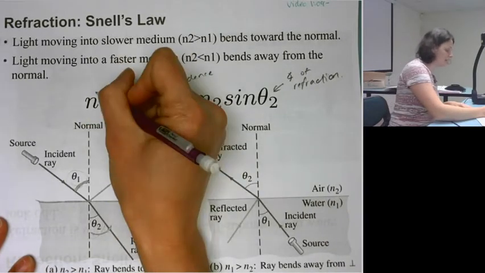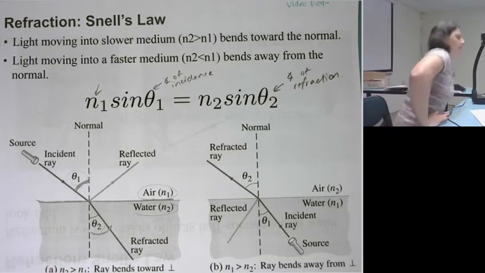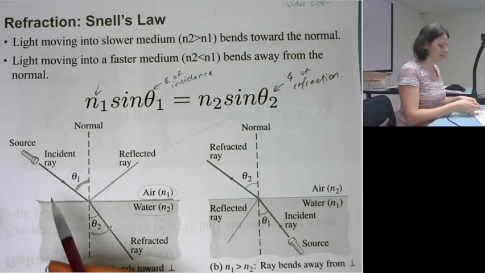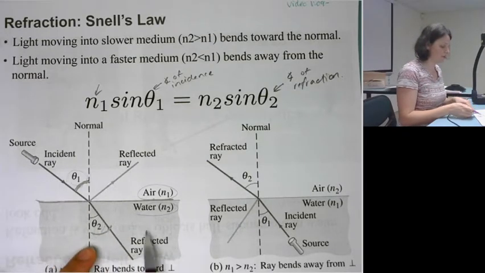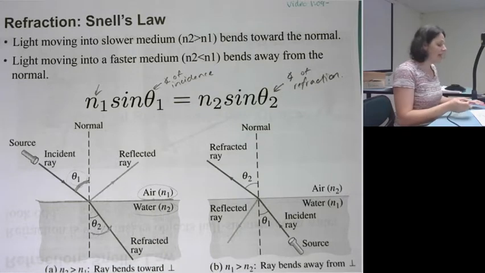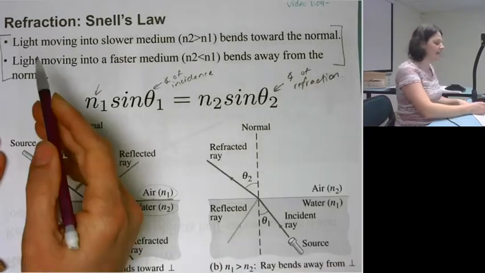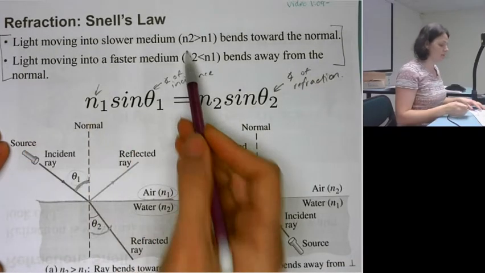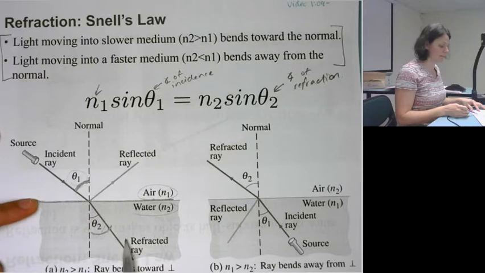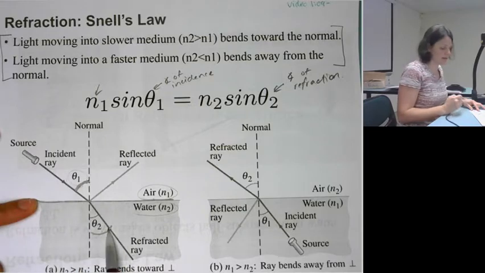And N1 is the N value for the incident ray, and this is the N value of, so this would be air and water. Okay, and a rule that would be good to memorize is that light moving into a slower medium, so here is light moving into a slower medium, will always bend toward the normal. Okay, so this angle right here is bigger than that angle right there, and that will always be what happens.